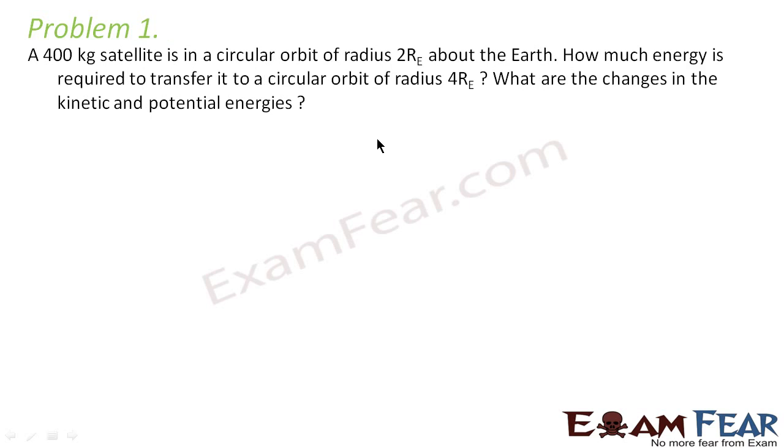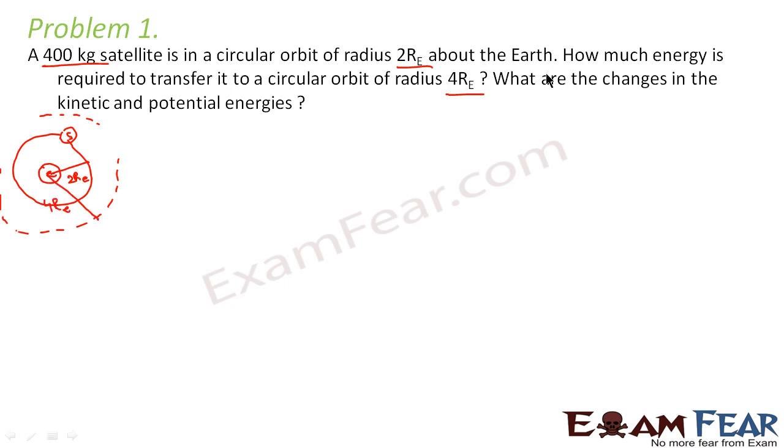The problem 1 says, a 400 kg satellite is in a circular orbit of radius 2 RE about the Earth. How much energy is required to transfer it to a circular orbit of radius 4 RE? That means at present, let us suppose this is Earth and this is the satellite. So at present the satellite is in a circular orbit of radius 2 RE. Now we want this satellite to be transferred to an orbit of radius 4 RE. Something of this sort. So we want the radius to be changed to 4 RE.